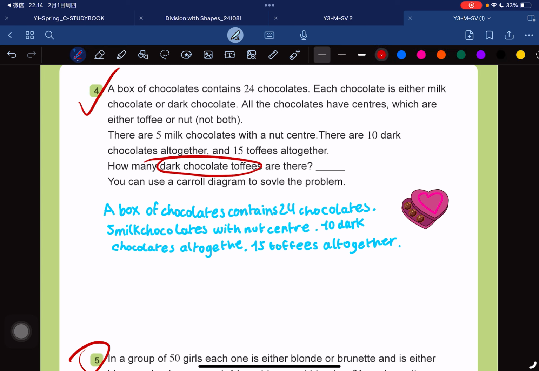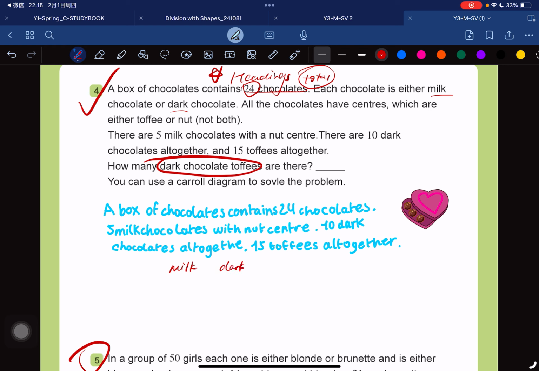So for a Carroll diagram, we know the most important thing is the headings. So we should find what headings we are going to choose. The first is, we know a box of chocolates contains 24 chocolates. So it doesn't have any features, right? So that might be the total amount of chocolates we have in the box. And each chocolate is either milk or dark. So there might be milk chocolate or dark chocolate. So that might be two of the headings we can choose.